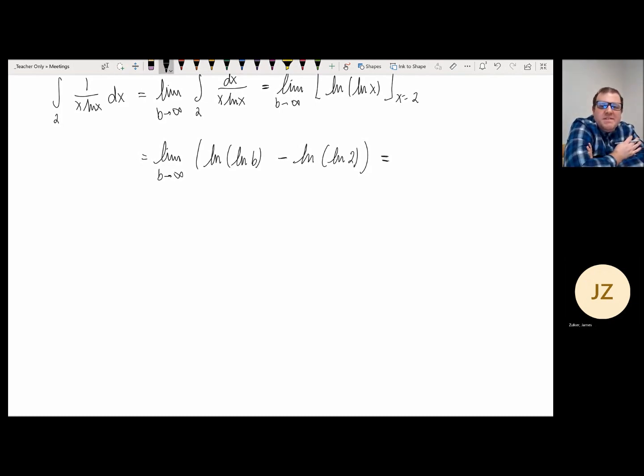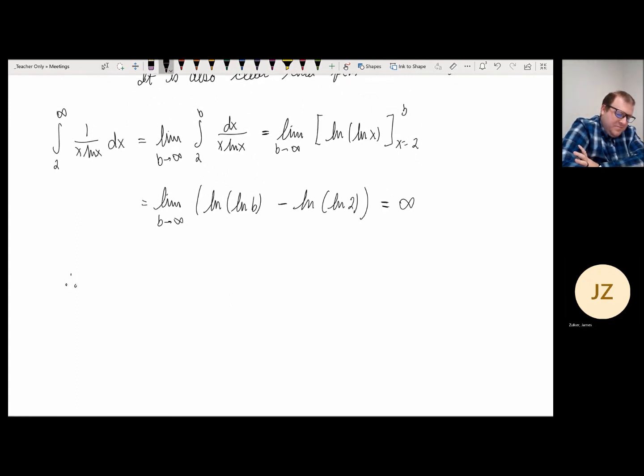What's that limit? It's infinite. Series diverges by integral test.